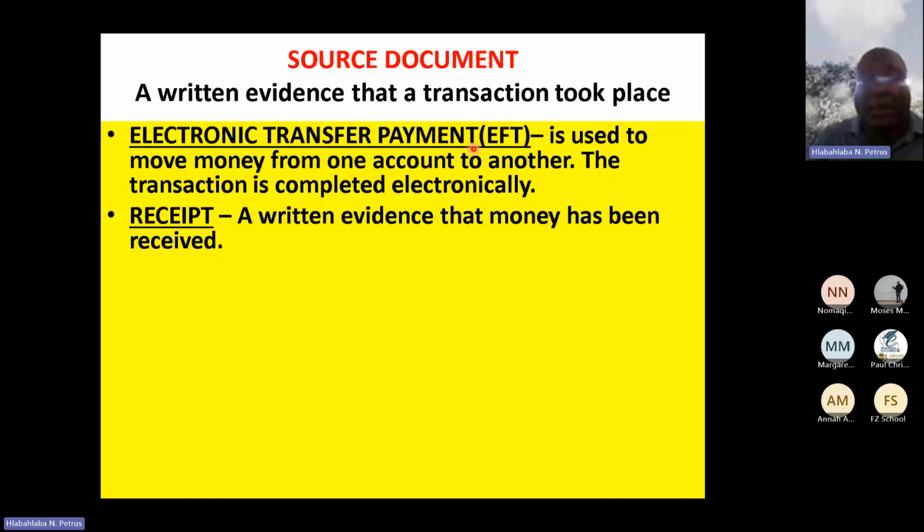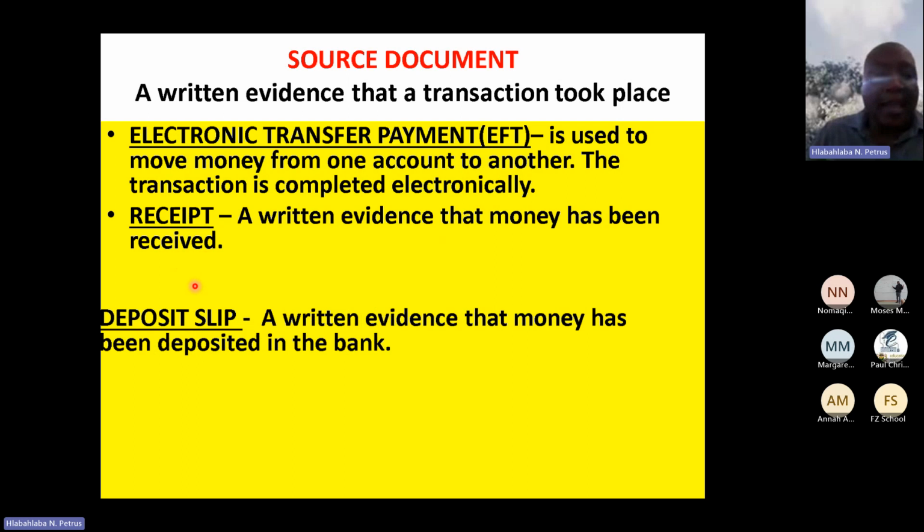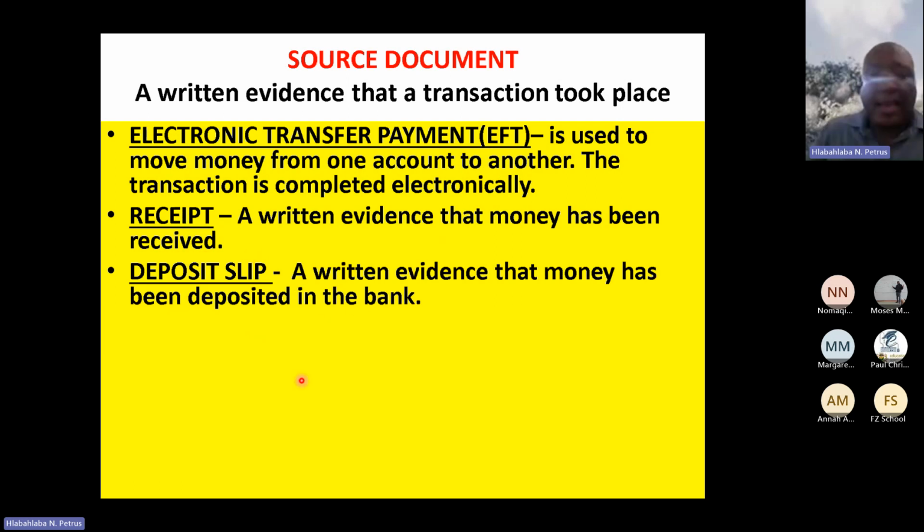The first one is electronic transfer, EFT. What is EFT? It's used to move money from one account to another. The transaction is completed electronically. Receipt is a written evidence that the money has been received. And then we have a deposit slip, a written evidence that money has been deposited in the bank. If someone is going to deposit the money in the bank, you must request a deposit slip.